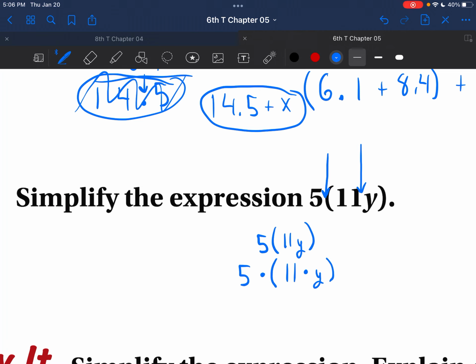All right, let's change some of these groupings and see if we can simplify this problem. So instead of 5 times parentheses 11, we're actually going to do parentheses 5 times 11, close the parentheses, times y. Can we now simplify this expression? Yes, we can. 5 times 11 is 55, and then we just have 55y. Another way to write it would just be 55y. All right?